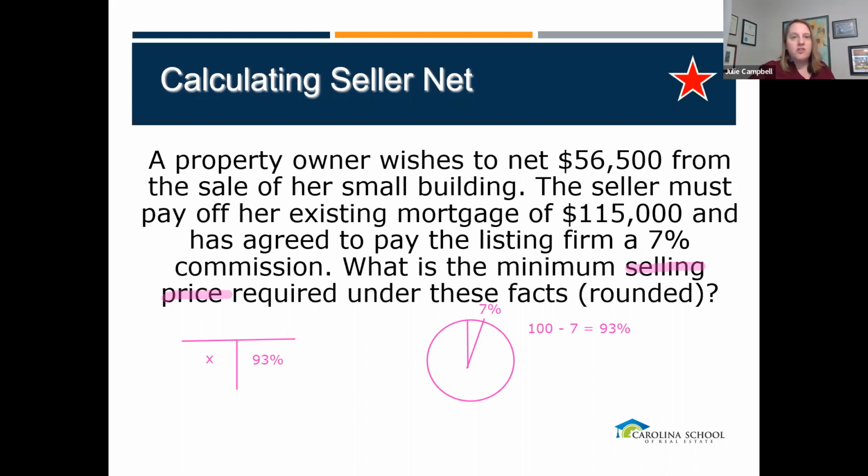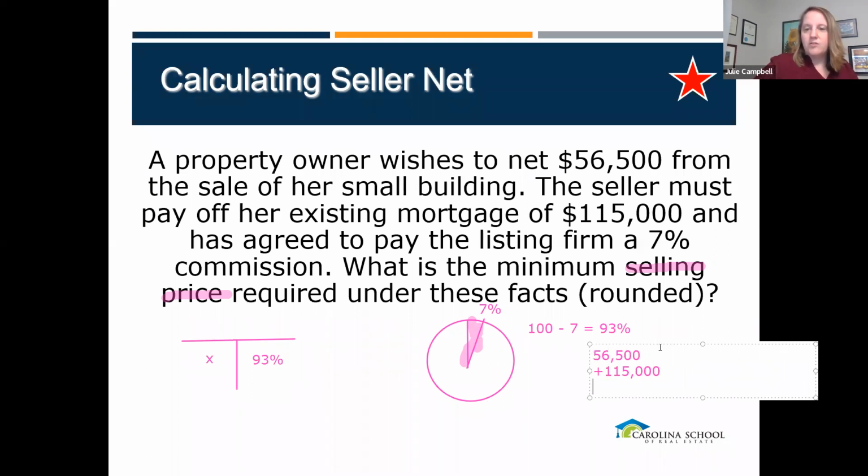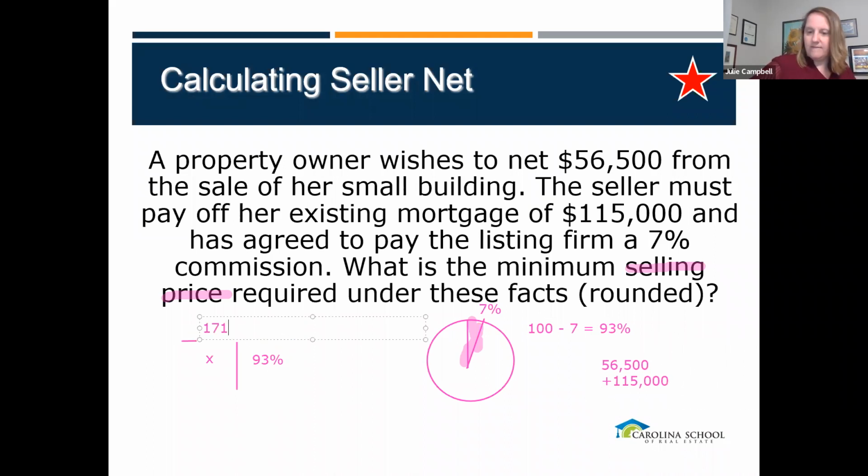Commission was just figured out here when the seller gave you a piece of their pie. Okay, that's where commission is calculated. So the number that goes on top is their net plus their expenses. In this case, it's a mortgage. So the number that goes on top is going to be 171,500. I added their net and their expenses. As you start doing more of these, we're going to throw in more expenses.